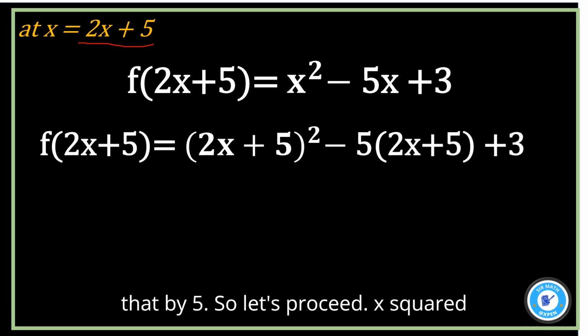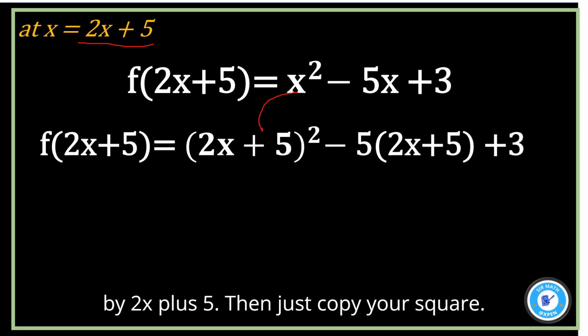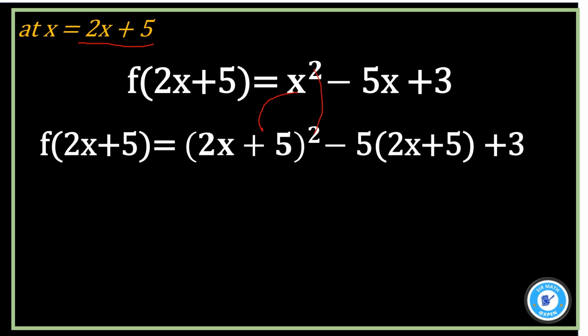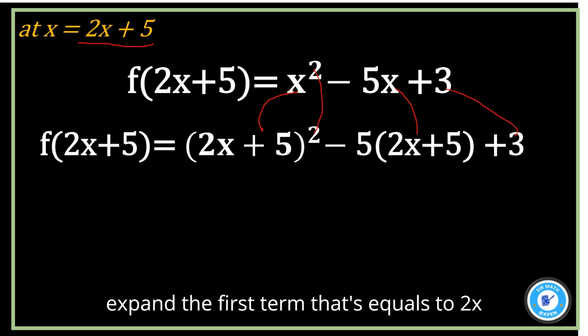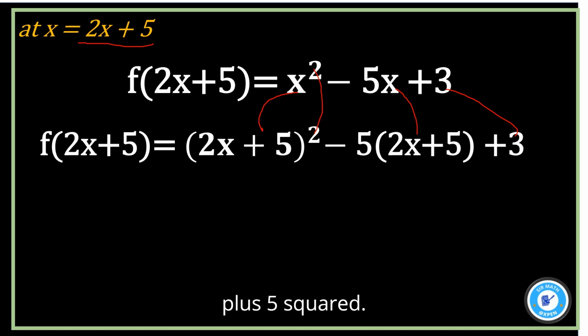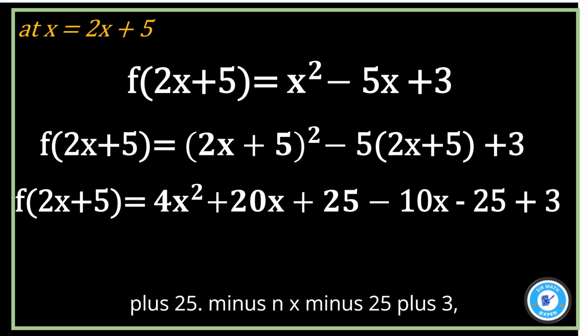So let's proceed. x squared minus 5x plus 3. x here must be replaced by 2x plus 5. Then just copy your squared. x here must be replaced by 2x plus 5. Then just drop 3. After that, we need to expand the first term. That's equals to 2x plus 5 squared. So it will become 4x squared plus 20x plus 25 minus 10x minus 25 plus 3.